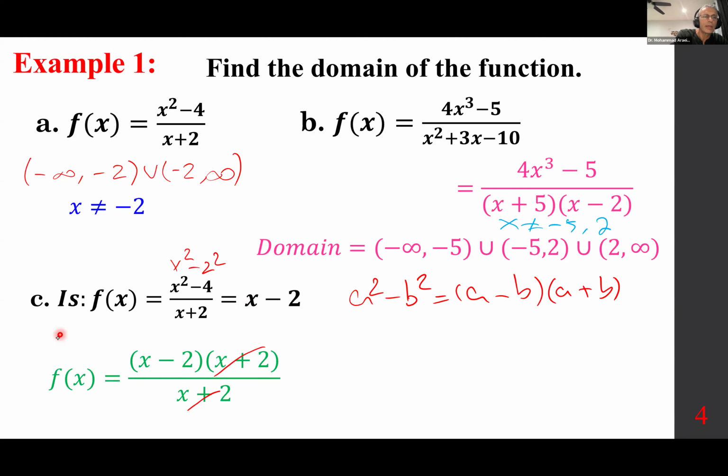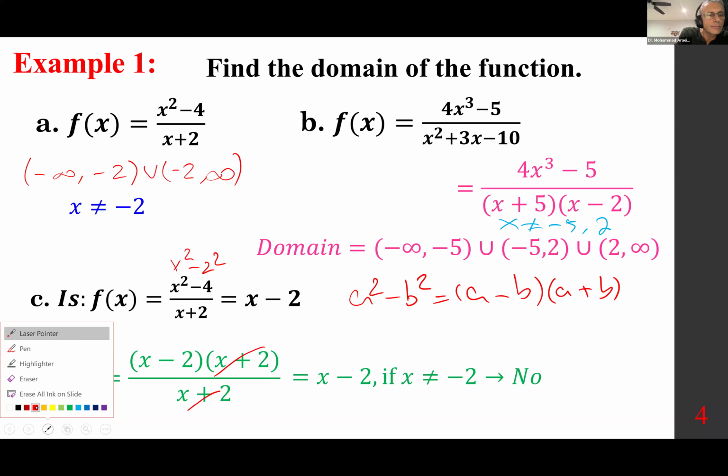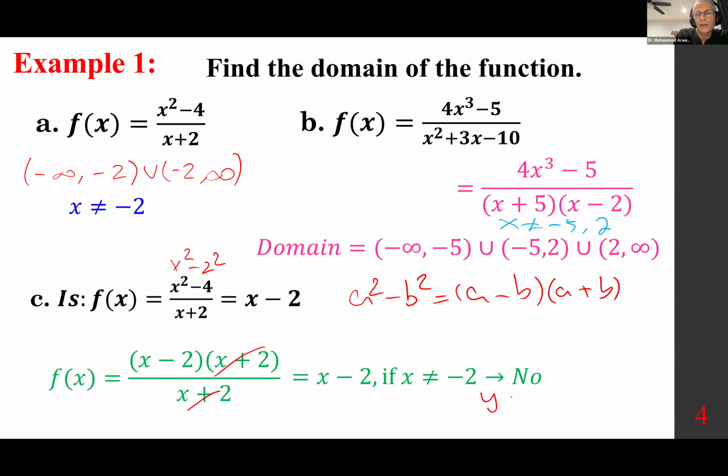However, the fact remains that x can't be negative 2. So that means they are the same except when x is negative 2. What is the difference? So the answer is no. What is the difference? This one is just a line, whereas this one, which simplifies to this, is a line with a hole, because you have to exclude negative 2.